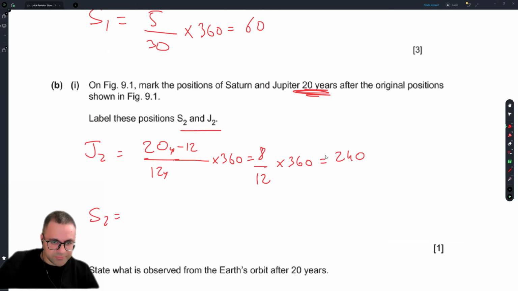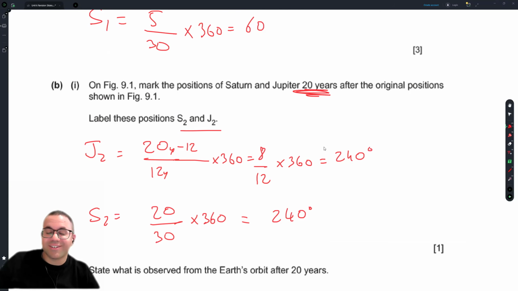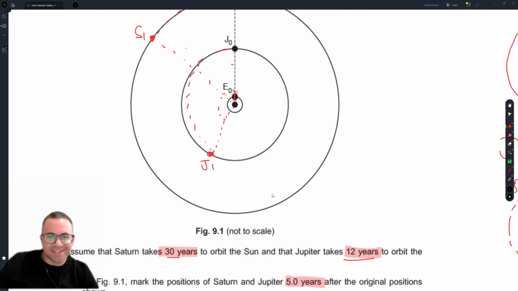Let's do Saturn as well. 20 over 30. We're not even done. Saturn still hasn't even finished one loop. Dude's very slow. Like, come on, man. Move faster. Or don't. 240 degrees, 240. They're going to be what? Aligned. They're going to appear aligned again. So if I measure 240 degrees, it should be roughly here. You guys use a protractor though. I would highly recommend a protractor. This is going to be J2 and this is going to be S2.